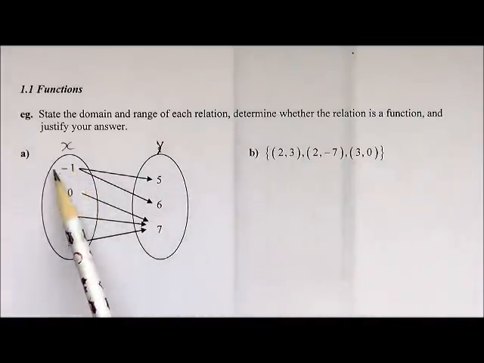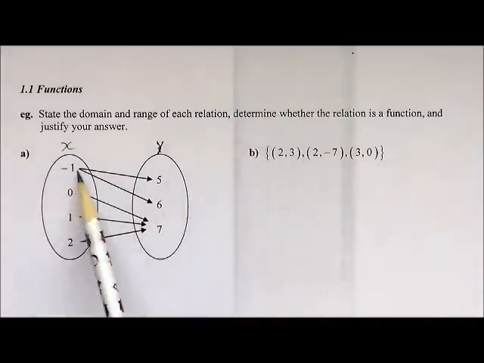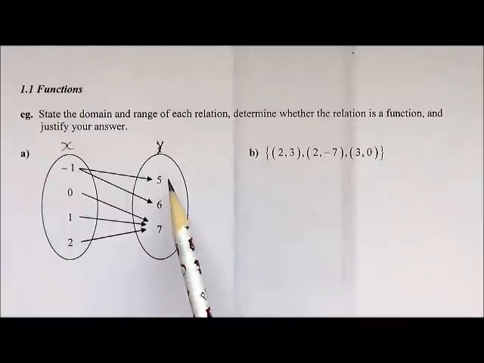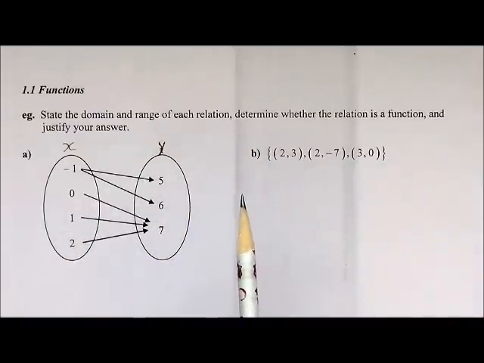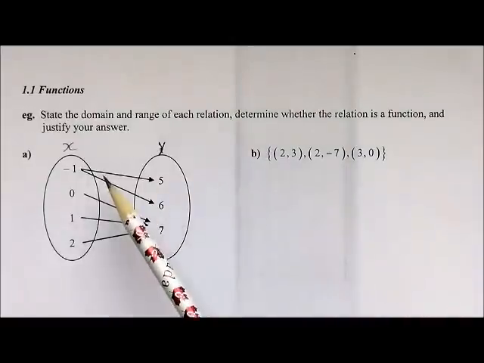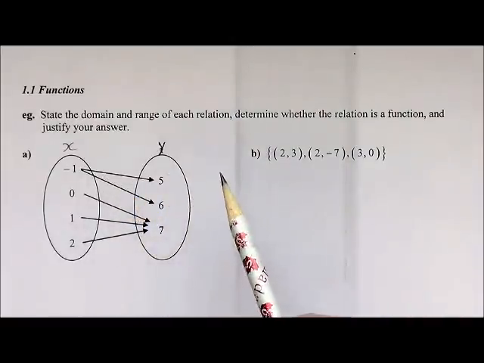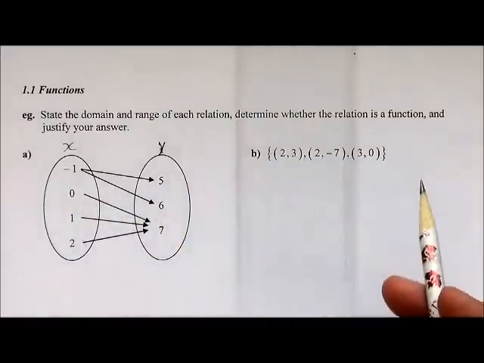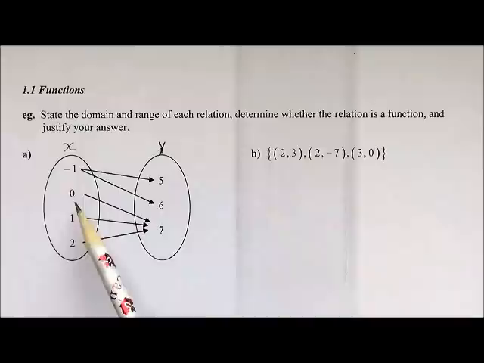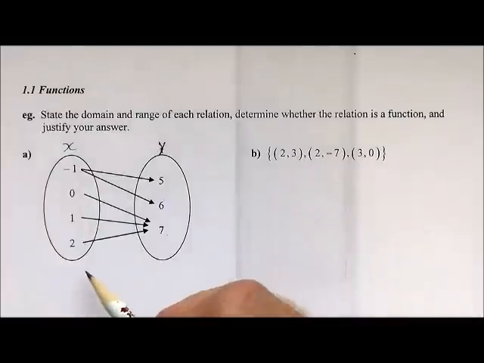Okay, so because this x value, -1, maps onto two y values, then that means that ultimately, if you were to simplify things, it would fail the vertical line test, which is basically a version of every x value can only map onto one y value. Here we've got 0, 1, and 2, they all map onto 7, which is fine, because each x value maps onto one y value. Okay, so this is not a function.